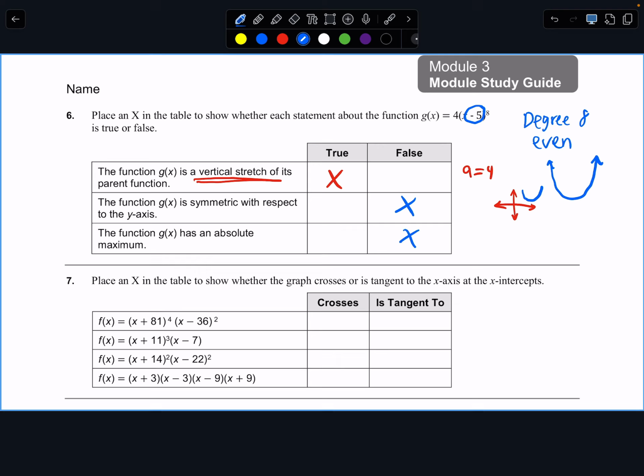So know the shape of your graph based on the degree of your function. Okay? If there's an arrow pointing in the direction of where the absolute highest point is, there's not going to be one. Same thing if there's an arrow pointing in the absolute lowest. There's not going to be an absolute lowest. You might have local maxes and mins, but not an absolute. Any questions? Let's look at number 7.